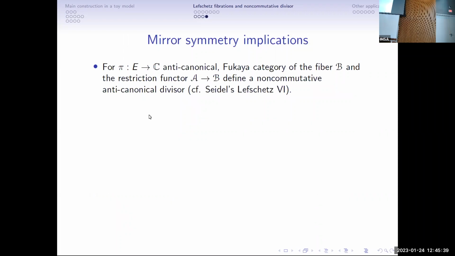So what would be some implications on mirror symmetry? Well, the point is, let's still assume that this fibration is anti-canonical. Then B would actually be the compact category of the fiber. If you consider the restriction functor from the Seidel category to the compact category of the fiber, this more or less defines a non-commutative anti-canonical divisor, as worked out in another Seidel paper.